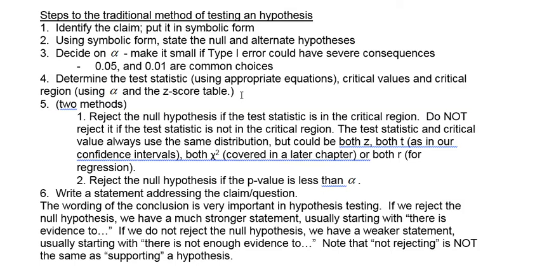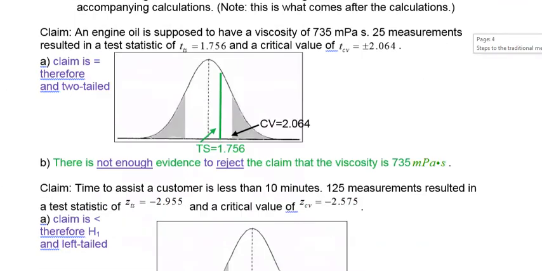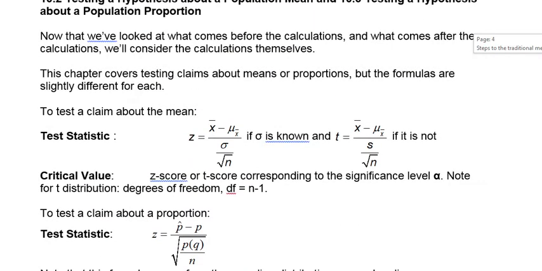Once we have that, we have our decision step where we either reject or do not reject the null hypothesis based on those calculations in step 4. And then step 6 is write that very clear statement addressing the original claim. So we're going to jump down now to those possible calculations.